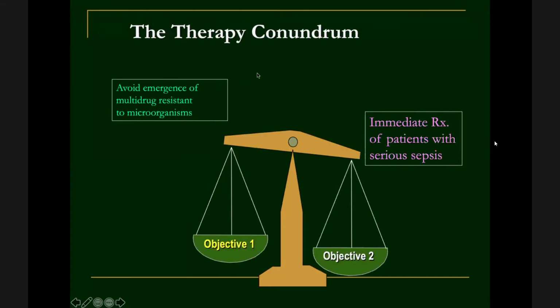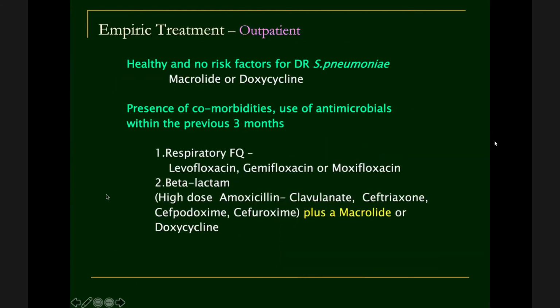In the therapy, mainly we have to avoid the emergence of multi-drug resistant organisms. So that's the first objective that we should have. And the secondary is the immediate treatment of the patient with serious sepsis. So that's the main therapy to be considered. So what is the empirical treatment?